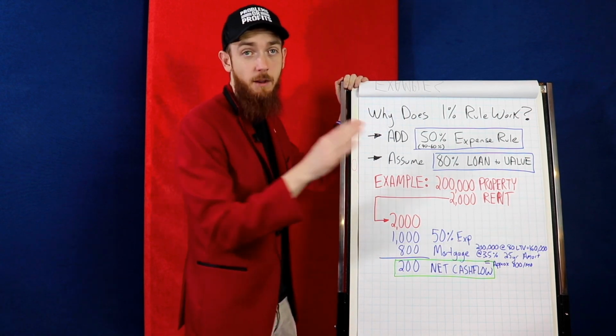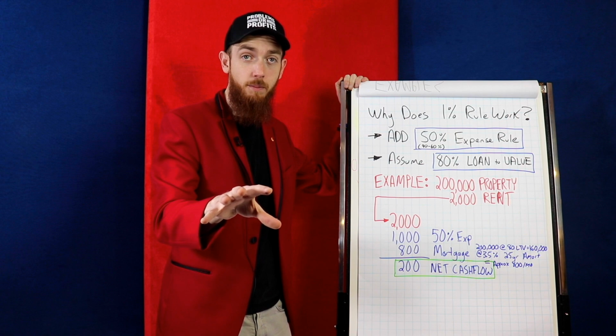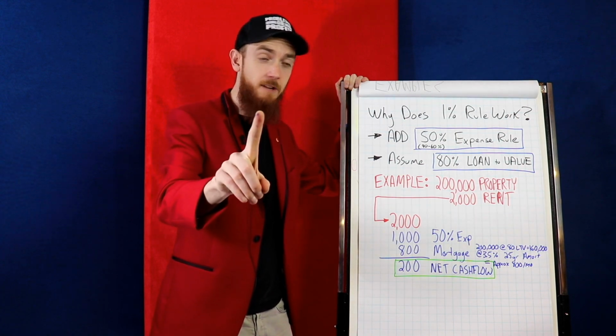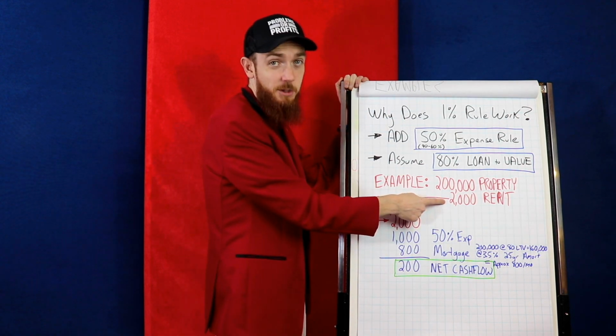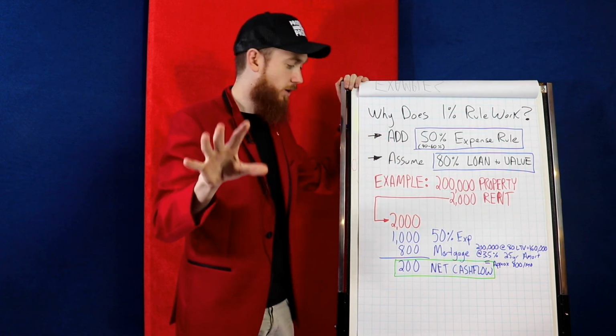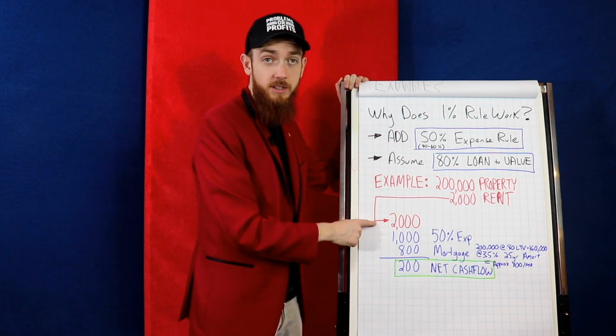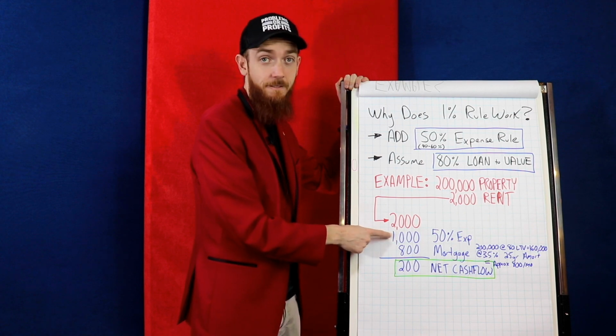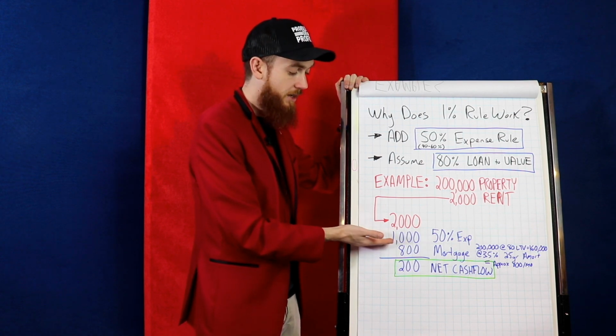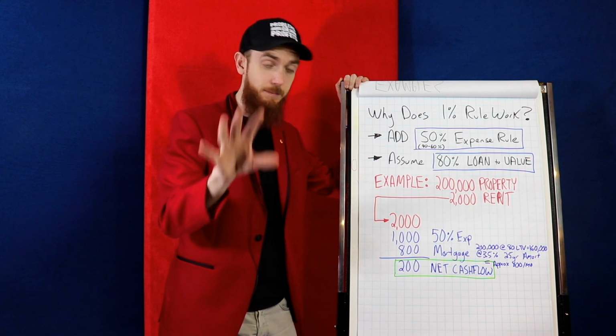So let's take these and apply it to a $200,000 property that's meeting the 1% rule, or in other words, is getting $2,000 a month in gross rents. So if we're getting $2,000 a month in gross rent and we apply the 50% expense rule, that means we're going to have $1,000 in monthly expenses.